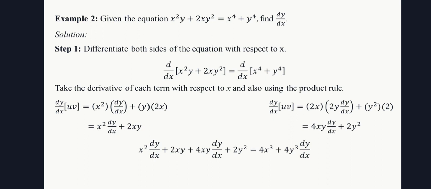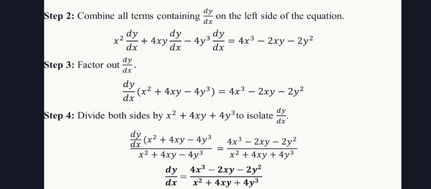Okay, so ito na yung derivative ng bawat terms natin. Step 2, pagsasamahin natin lahat ng terms na naglalaman ng dy over dx on the left side. So, sino-sino yung may dy over dx? Si x squared, si 4xy, at saka si negative 4y cubed. So, pagsasamahin natin. At yung mga walang dy over dx, nasa kabilang bahagi ng equation natin.